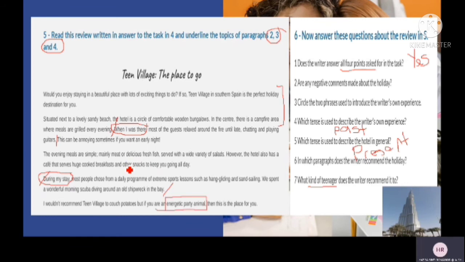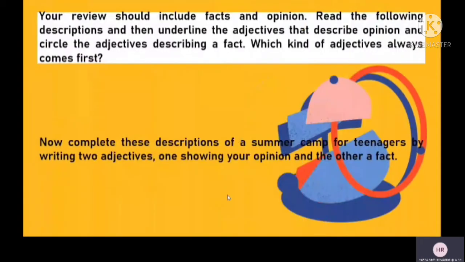Okay, next one is your review should include facts and opinion. Remember, perlu ada fakta, perlu ada pendapat. Fakta and pendapat. Okay, read the following description and then underline the adjective that describe opinion. They ask you to underline adjective, kata. What is adjective? Yes, kata sifat to describe opinion. And circle the adjective which describe the fact.